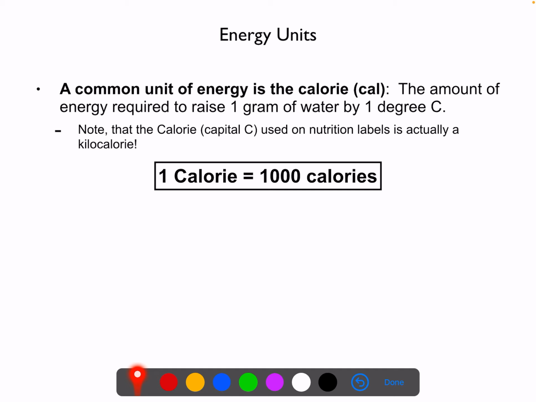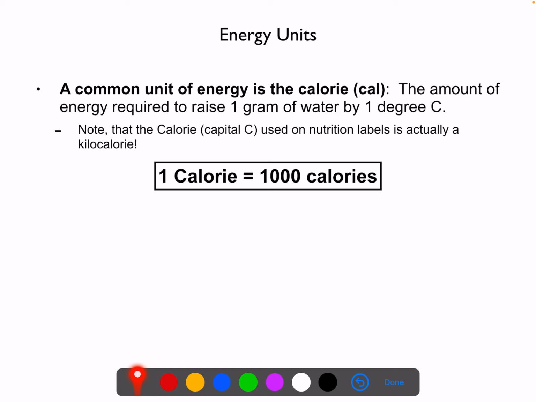Quickly, we'll just discuss energy units real quick. One of the most common units of energy that you may be familiar with is the calorie, abbreviated lowercase cal. This is the amount of energy required to raise 1 gram of water by 1 degree Celsius. Okay, so that's the formal definition of calorie.